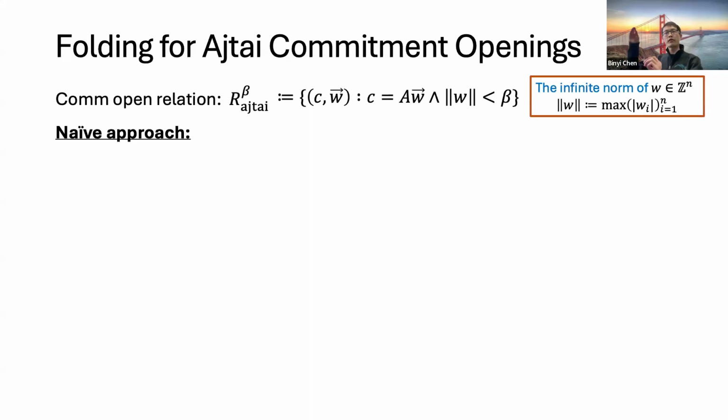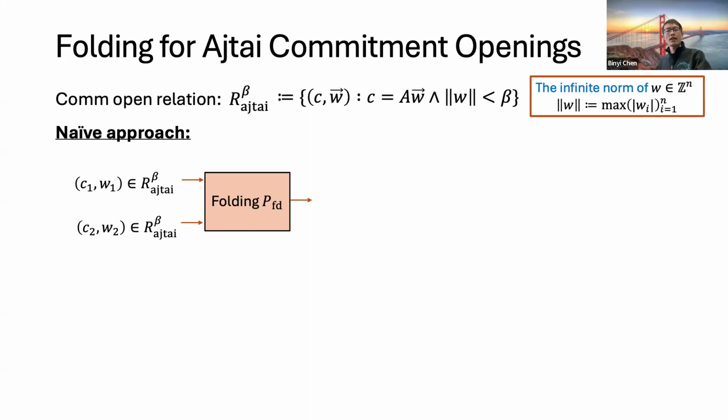Yeah, so now the goal is the following. We want to build a folding scheme for this Ajtai commitment opening relation, right? This commitment opening relation consists of all tuples of a short commitment C and a witness vector w, for which C equals A times w, and the infinity norm of w is also small, meaning that every entry of w has absolute value smaller than some parameter beta. Now let's say we have two statements in this relation. Can we merge them into one?